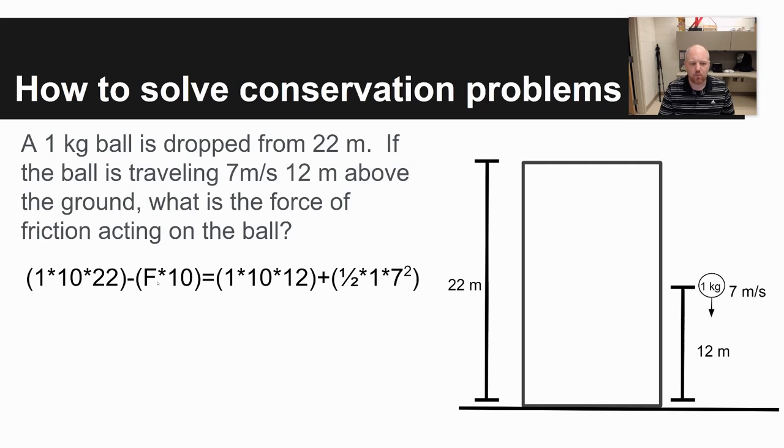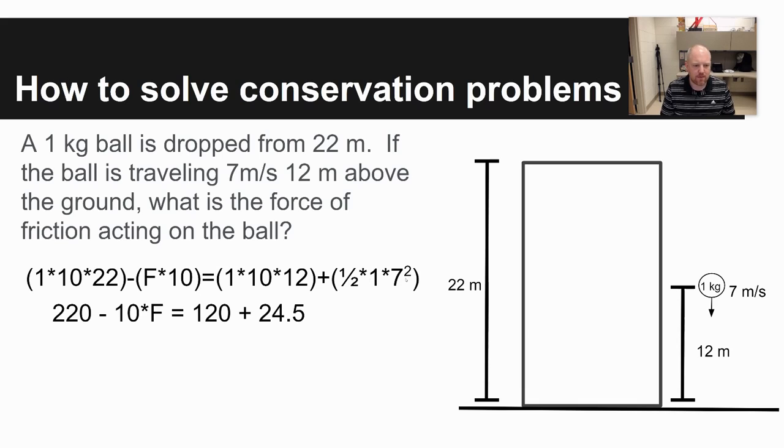Next, you're asked to solve for work, which is force times distance. You're asked to solve for what is the force of friction. And so I'm just going to leave that as F. The distance, you start at 22 meters off the ground. You end up at 12 meters off the ground. And so you have this force of friction that's acting over 10 meters between 22 and 12. You end up with the ball that's still off the ground. Potential energy is mass times gravity times height. And the object's moving. And so kinetic energy is 1/2 times mass times velocity squared.